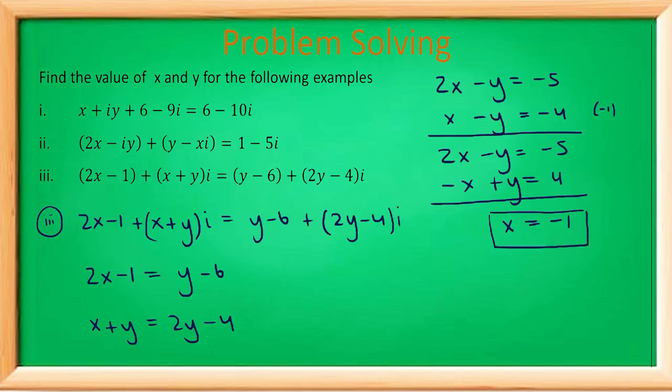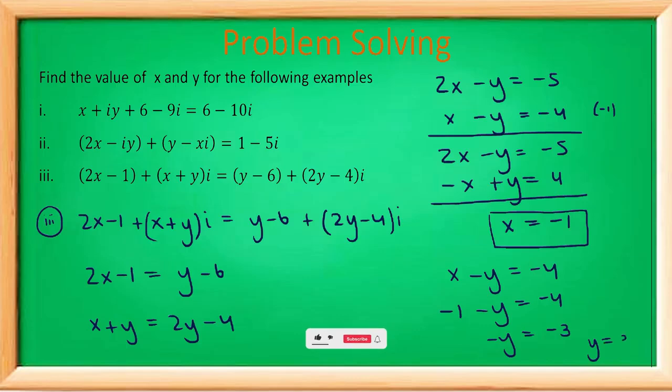I can use that to find y. So this time we're going to use the second equation. I have x minus y equals minus 4. So now that's going to be negative 1 minus y is equal to minus 4. So therefore, negative y is going to be equal to negative 3. So y is equal to 3.